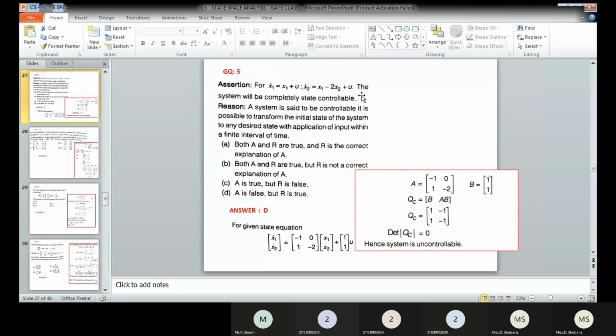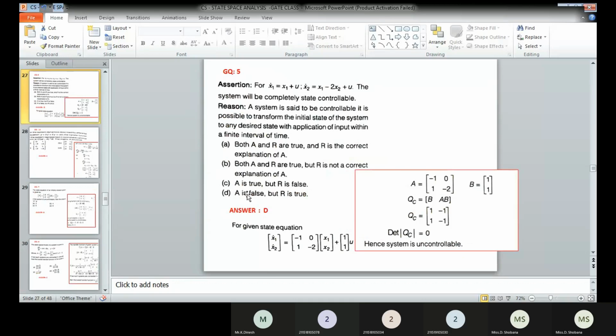So the state equation is given: x1 dot is equal to x1 plus u, x2 dot is equal to this. They have told that the system is completely controllable. The system is said to be controllable if it is possible to transform the initial state of the system to any desired state with the application of input, within a finite interval of time.